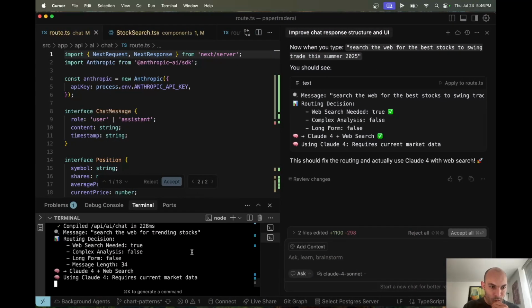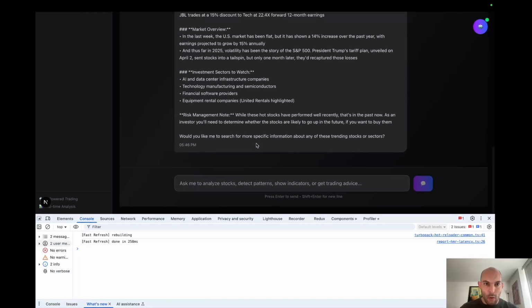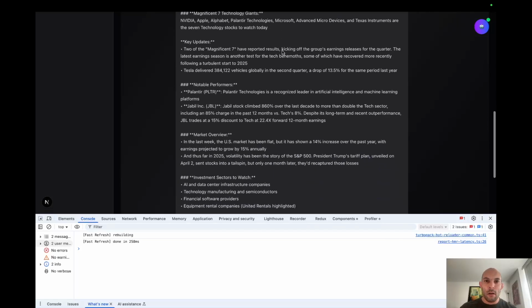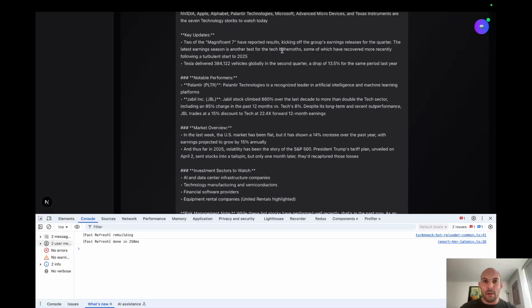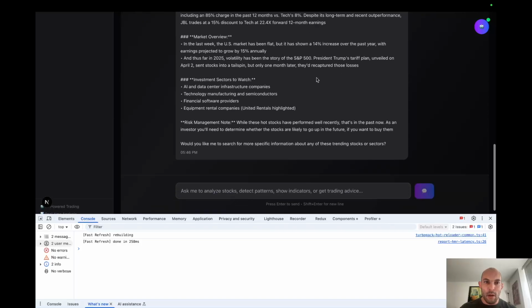Okay. We got a web search true. Claude 4, using Claude 4. Okay, cool. Let's see if it actually comes through now. Okay. Based on my search for stocks. Oh, this is so cool. Okay. 2 of the Magnificent 7 have reported results, kicking off the group's earnings. Tesla delivered blah, blah, blah. Notable performers is Palantir. So it's the same thing.